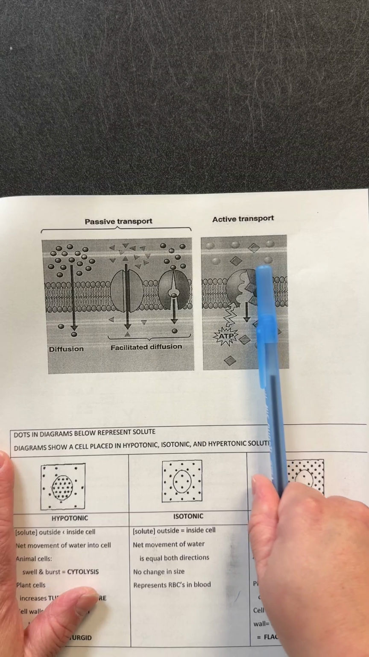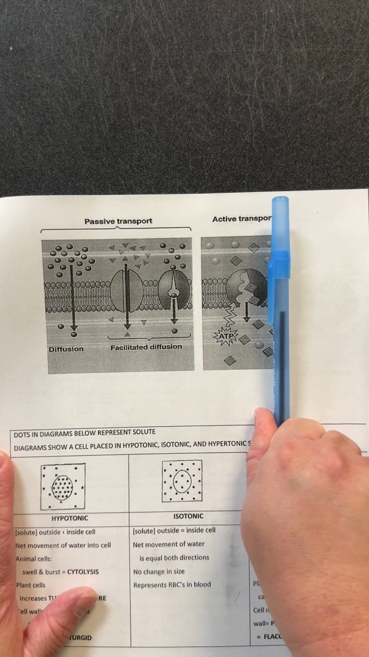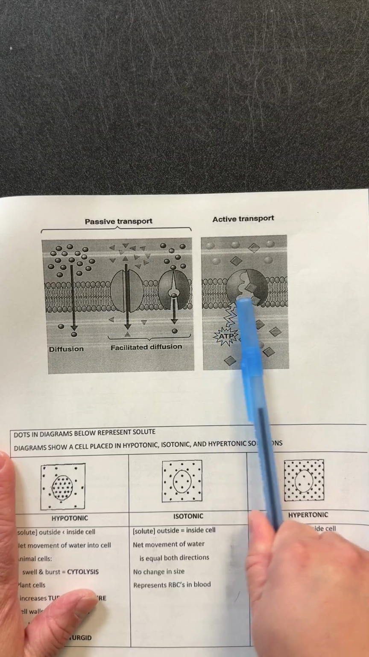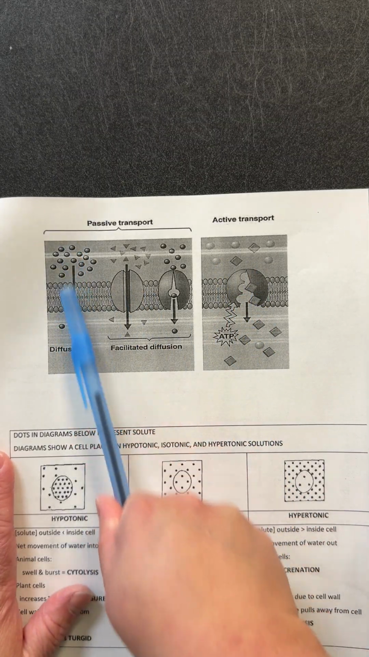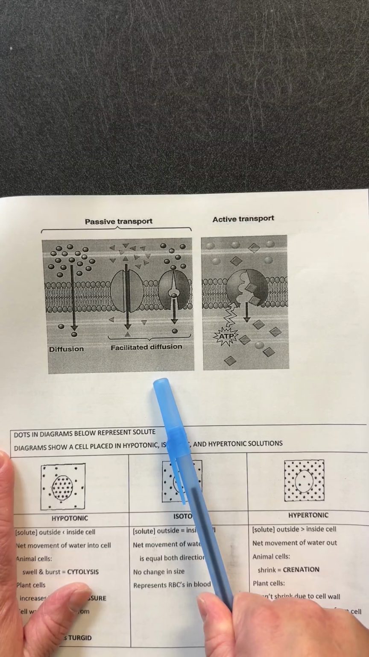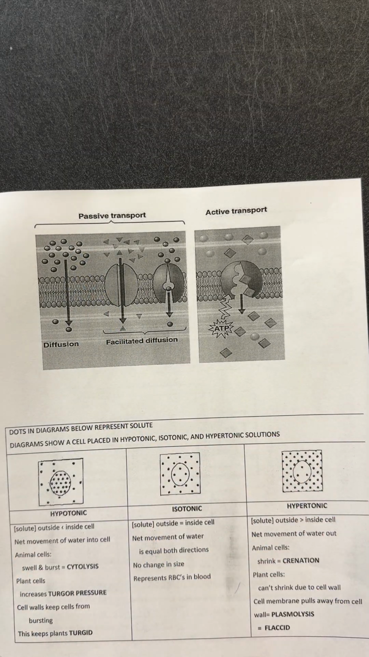So this is where energy is used. We're not gonna talk about this yet. This is a completely separate part of notes, but just to show you guys, we have to have energy to allow things to come in. For right now, we're working on simple diffusion and facilitated diffusion as examples of passive transport.